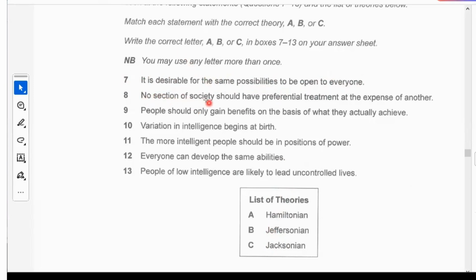Number 8: No section of society should have preferential treatment at the expense of another. No section. Preferential treatment. Expense. In other words, another one is suffering while another one is enjoying. That should not happen. That's what number 8 is saying. Number 9: People should only gain benefits on the basis of what they actually achieve. People, that's a keyword here. Gain benefits. Gain is a very important keyword for me. It's a verb. What are we gaining? Benefits on the basis of what they actually achieve. In other words, your benefit should be connected to what you have done. That's what number 9 is saying.